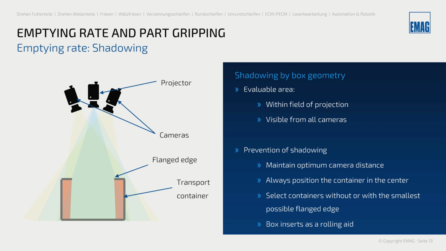But now if I still have parts that are tiny and that roll below the flanked edges and are in the shadowed area, I can think about inserts and rolling aids for those parts. Those can be placed by hand, or if I do have containers that are only used, think about welding them in. With those box inserts, I can absolutely make sure that every part will roll a little bit to the middle and cannot be in the shadowed area, and therefore I have an emptying rate of 100%, and I will get every part out of the container.